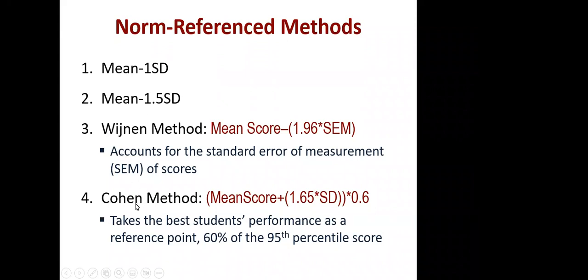The Cohen method is also very interesting. The formula is very complicated. However, it is just the 60% score of your 95th percentile student. So whatever your 95th percentile student has scored, 60% of that score becomes the pass score. Very interesting.